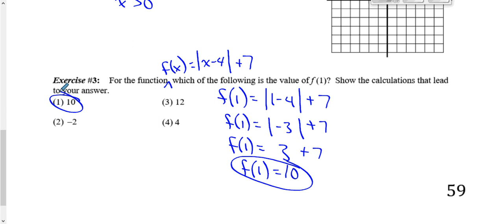Wait, what? Keep going slow. What are you doing? Ew, I hate piecewise functions. Well, you better get used to them because they're really easy and you're going to see a ton.